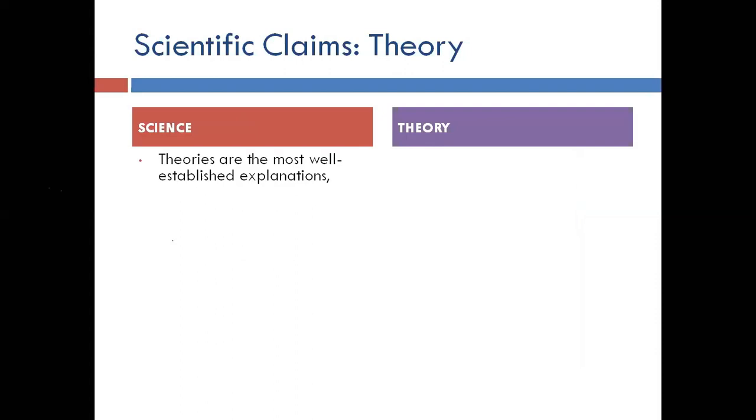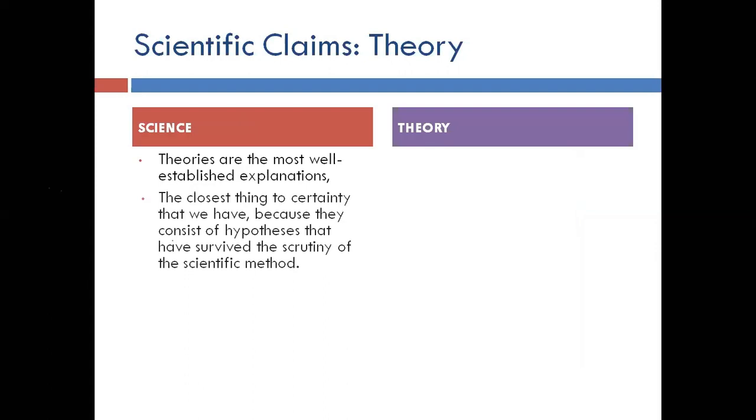Now, in science, theories are the most well-established explanations. They are the closest thing to certainty that we have, because they consist of hypotheses that have survived the scrutiny of the scientific method, and they are kind of certain things. This is a kind of well-established explanation that we see in science.